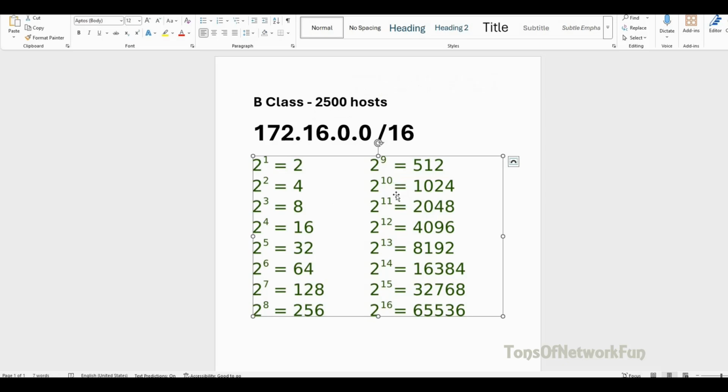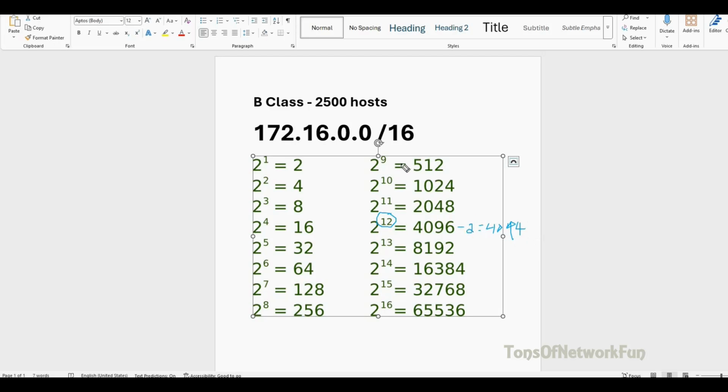So as you look, 2 to the 12, right? That's what we need to go with. Exactly 2500 is not possible. 2 to the 11, 2048, is not enough. So that means we have to go with 2 to the 12, 4096 minus 2 equals 4094 addresses we'll get.